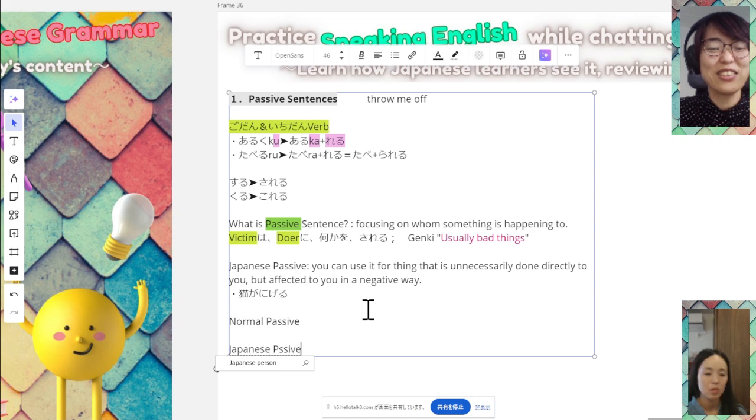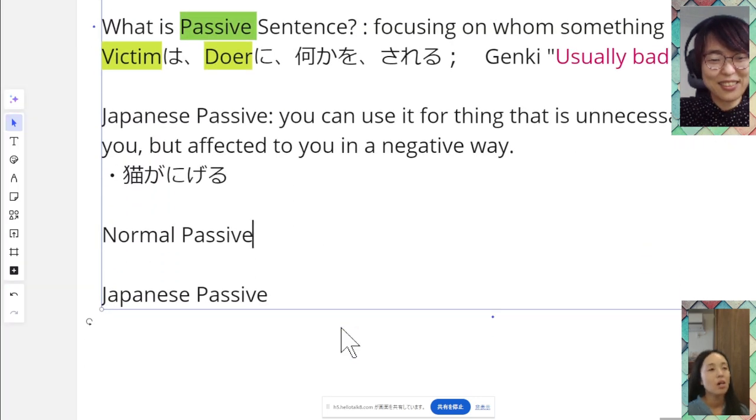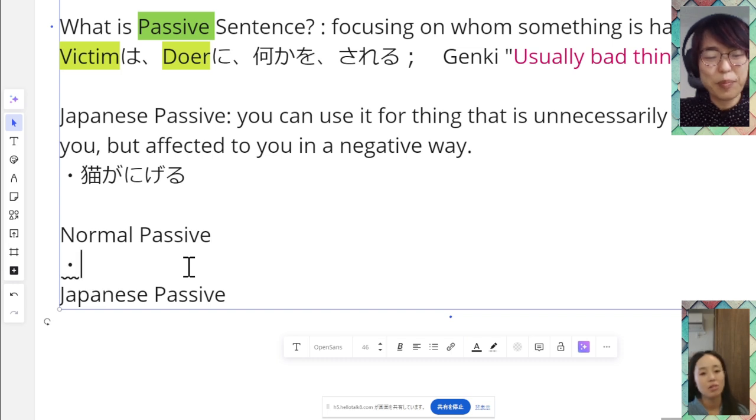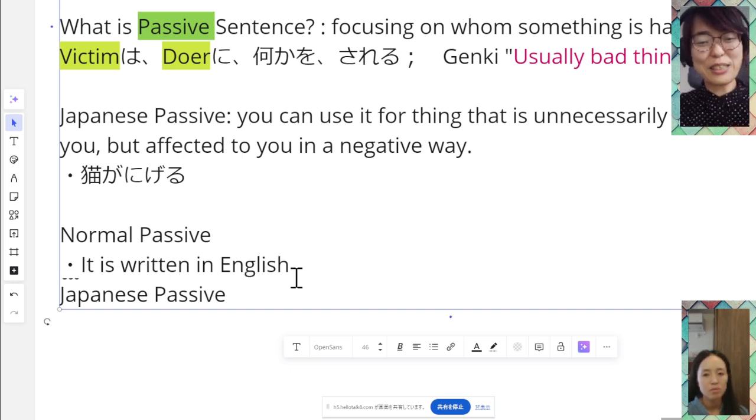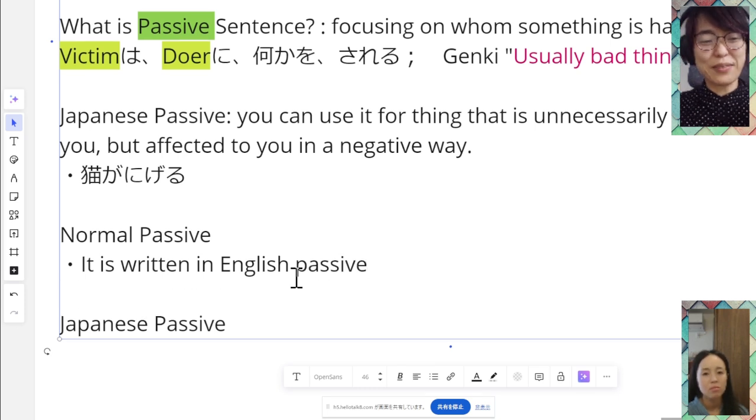Okay, Yukiko, can you give me a common English passive sentence? Oh, an English passive sentence? Yes. I think so. It is written in English. Yes, it is written in English. This is passive. So you can make it active. Okay, how is the active going to be?